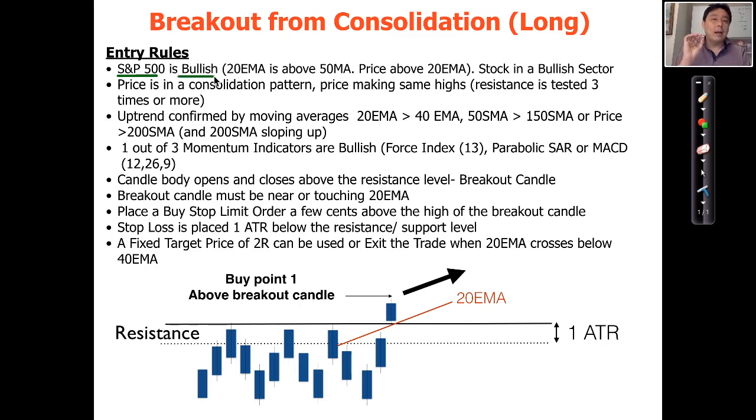So I always want to ensure that first and foremost, the S&P 500 is bullish, right? And I look at the SPY as the ETF to measure this. And you can also use the SPX, which is the S&P 500. So you have to ensure that the S&P 500 is bullish, where the 20 exponential moving average is above the 50 moving average, and the S&P 500's price is above the 20 EMA, right? So always ensure that the overall market is on an uptrend. Next, ensure that the stock itself is also in a bullish sector, okay?